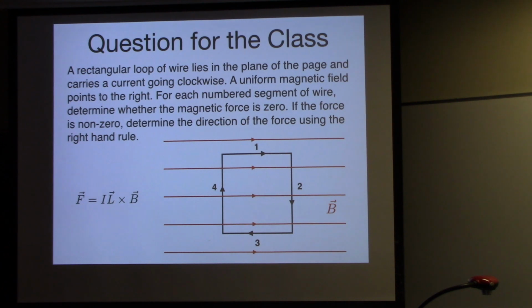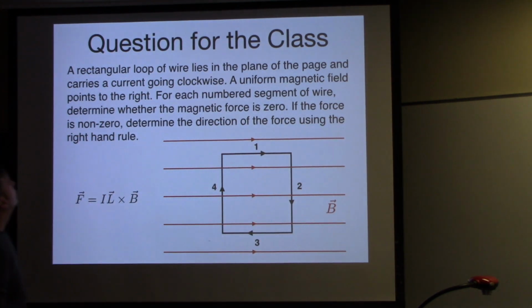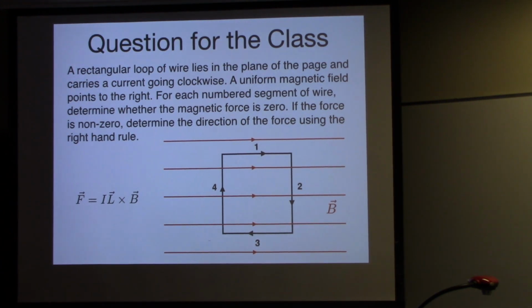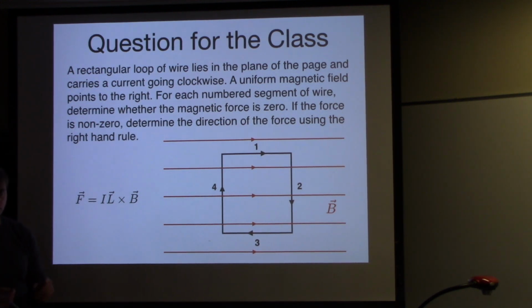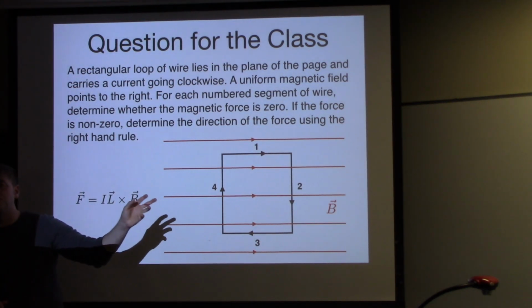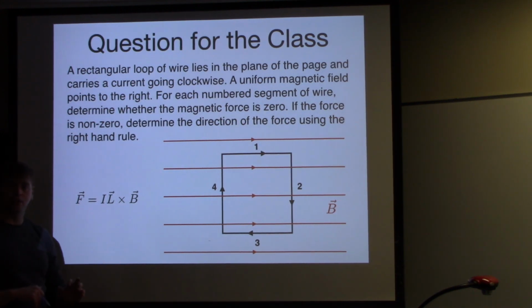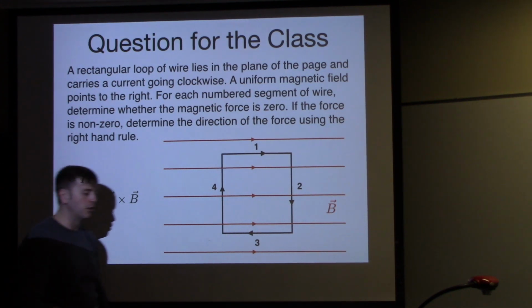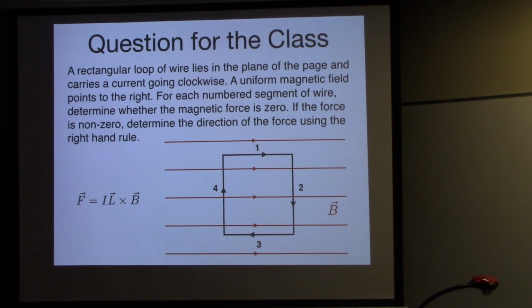What I want you to think about is, for each one of these segments of wire, 1, 2, 3, and 4, determine whether the force is going to be 0. If it's not 0, then figure out which direction the force is in. So two steps. For each wire, see if it's experiencing 0 force or non-zero force, and if there is a force, figure out which direction it's going in. Pause the video, try to work this out, and then we'll come back to it.